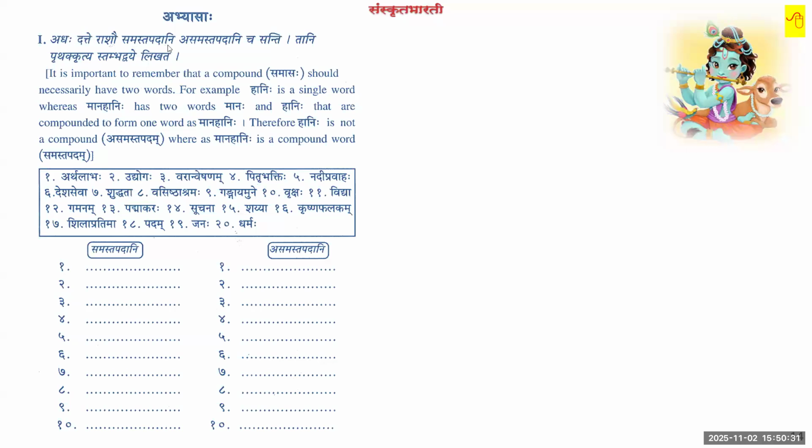Adah datte rashau samastapadaani asamastapadaani cha santi tani prithakritya stambadvaye likhata. So half the challenge for us in the exam is to understand the question precisely. Adah, below; datte, in that which is given; rashau, in the heap of things; samastapadani, those which are compound words; asamastapadani, those that are non-compound words; cha, and; santi, are there. So there is a heap of words, some are samasta, some are asamasta, that's all he is saying. Tani prithakritya stambadvaye likhata: prithakritya means to keep something separate, by sorting them; stambadvaye, stamba means column, so in two columns, likhata, yatha suchitamasti, samastapadani atra, asamastapadani atra.